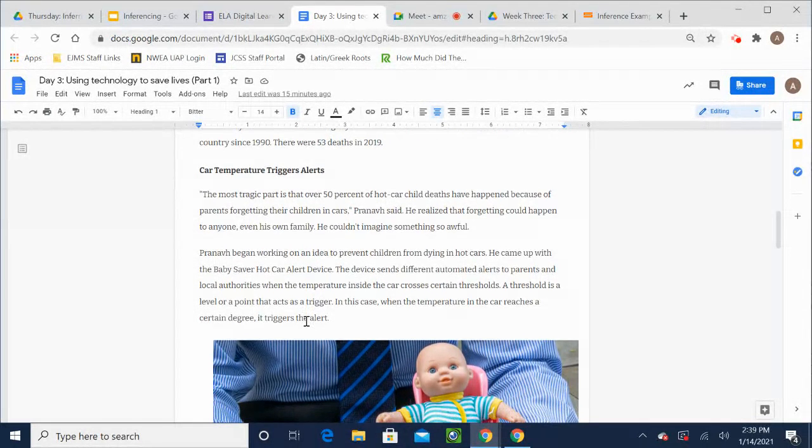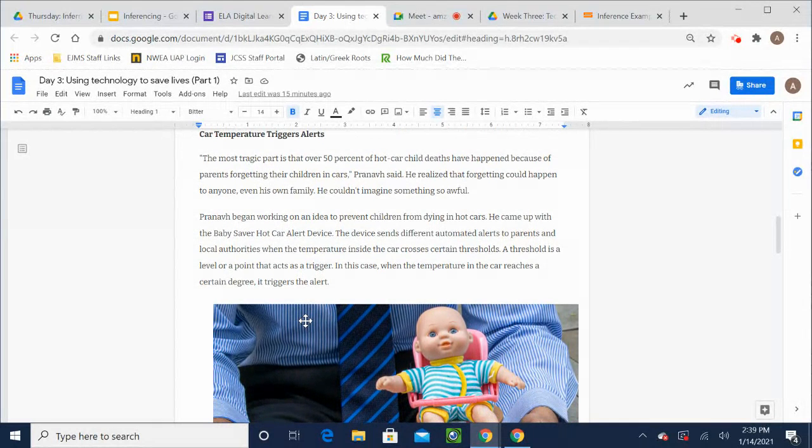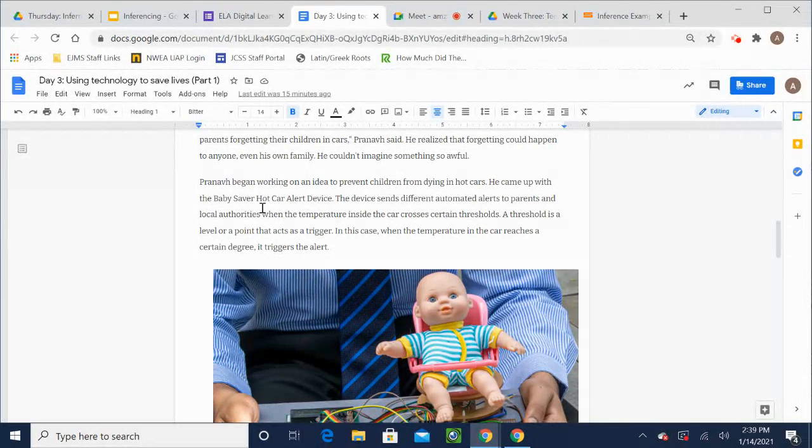There were 53 deaths in 2019. The most tragic part is that over 50% of hot car child deaths have happened because of parents forgetting their children in cars," Pranav said. He realized that forgetting could happen to anyone, even his own family. He couldn't imagine something so awful.